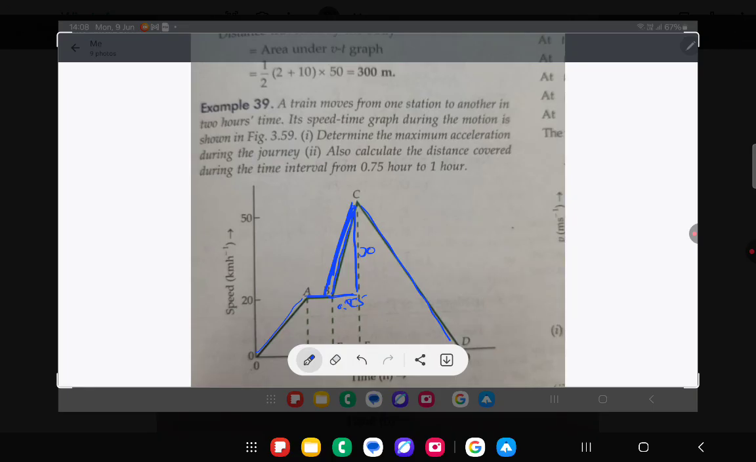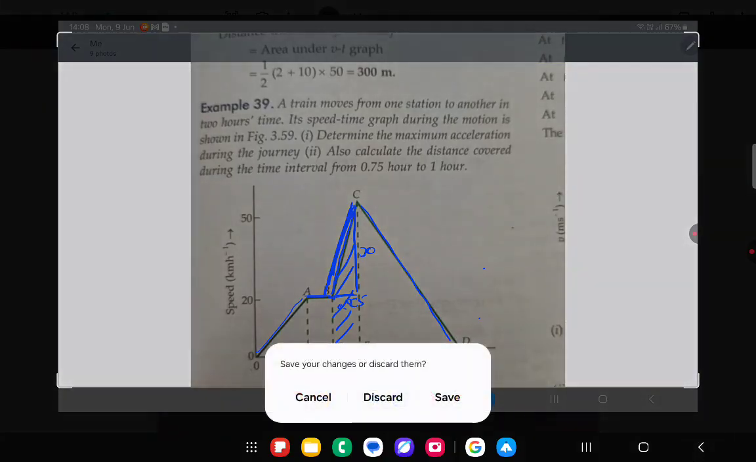Also calculate the distance covered during the time interval 0.75 to 1 hour. Where is 0.75? 0.75 to 1 hour, this whole distance they are asking. In a speed time graph, you find the area, and the area is half into S1 plus S2 into height. That will give you the area under the graph, which will be your distance covered. So it's as simple as that.